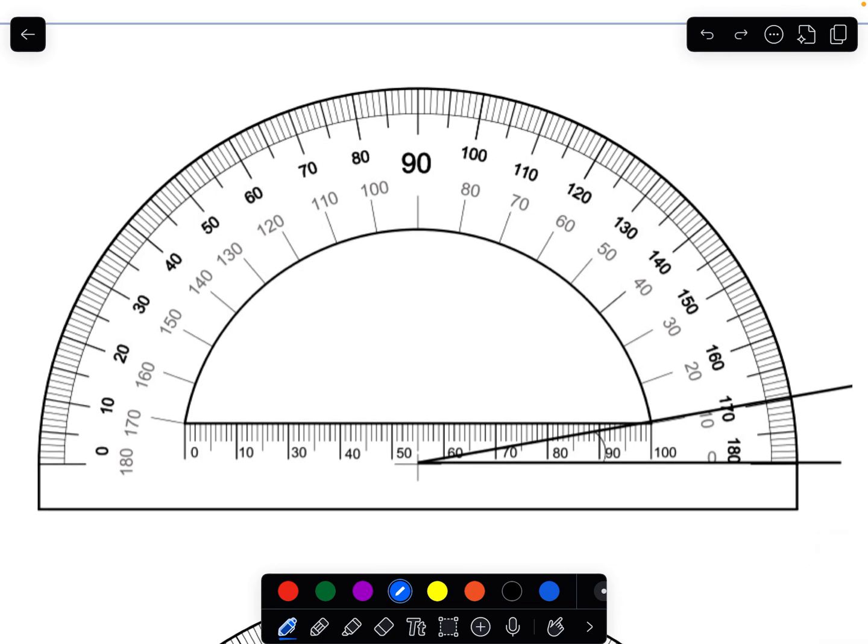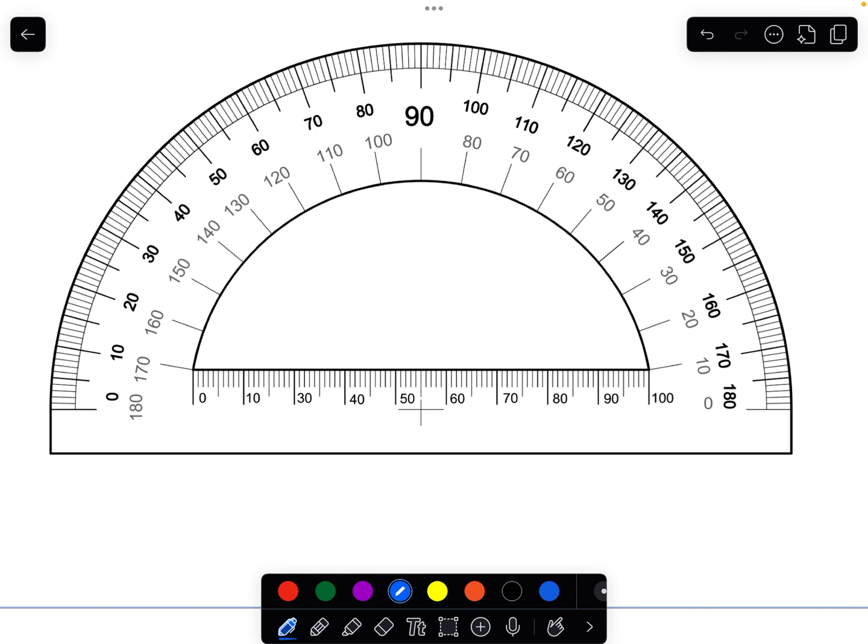And now let's do one more. What angle is this? Well, I see again that this angle opens out to the right. I see that it goes through the 10 tick mark. So this angle is 10 degrees.